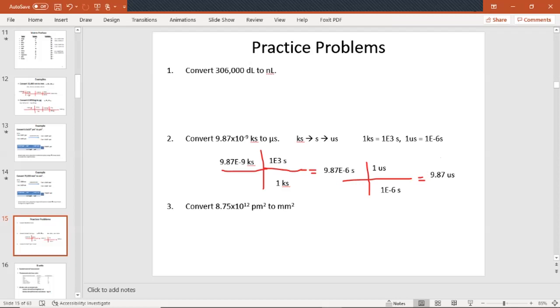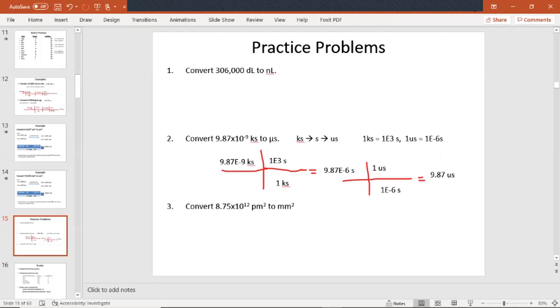And this makes sense because, again, we're going from a large metric prefix to a smaller metric prefix, so our exponent should increase. So it should be bigger than negative 9. And 9.87 is bigger than 9.87 times 10 to the negative 9.